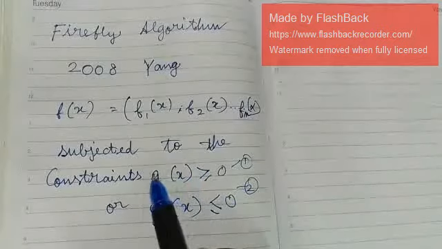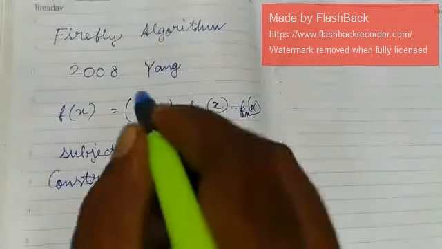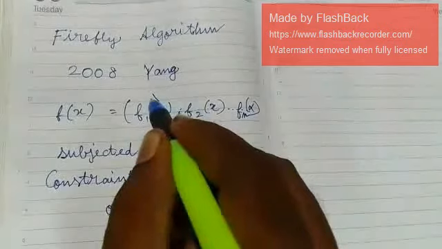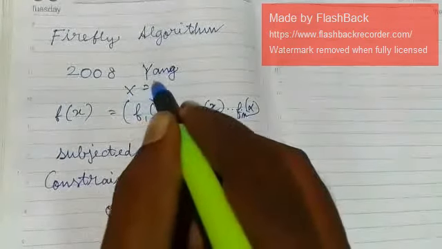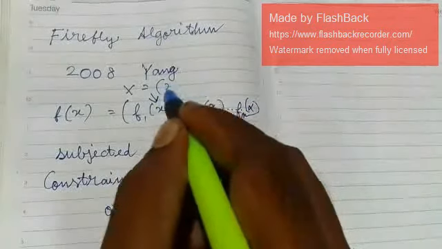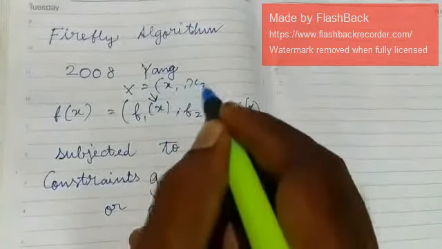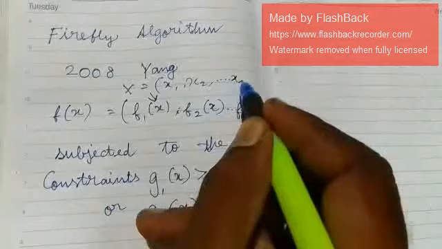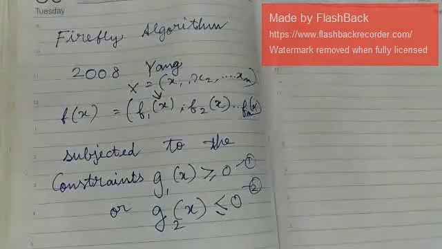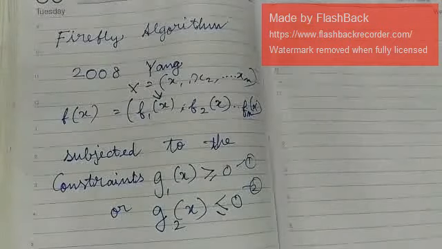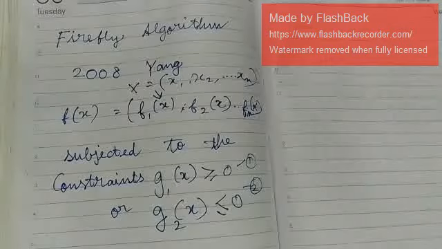So here the problem is to find the x vector. So the x vector, consisting of x1, x2 up to xn, which will minimize the main objective function, needs to be found.